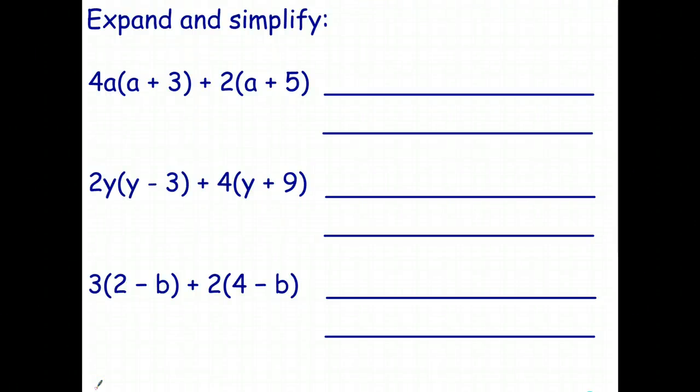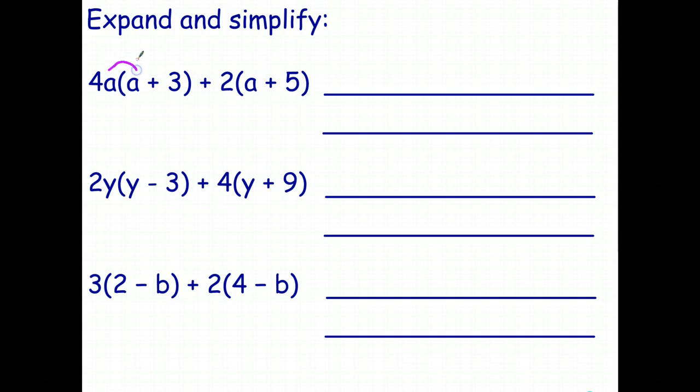Okay, welcome to Expanding Brackets 3. So notice the instructions this time is first to expand and then simplify. So what we have to do is expand each of these terms and then add the like terms. So let's go ahead and do the first one.